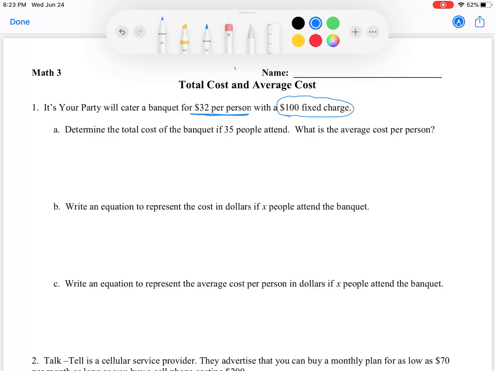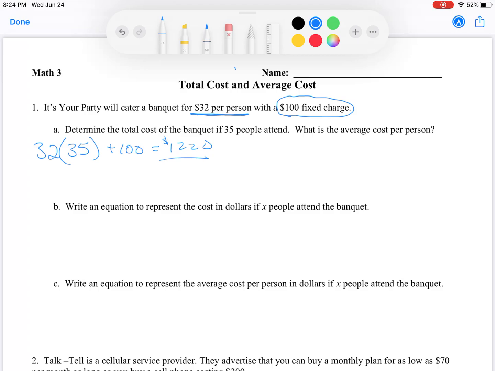Part A says, determine the total cost of the banquet if 35 people attend. How do we do this? If 35 people go to the banquet and it costs $32 per person, we're going to add $100 for the fixed cost. If we put that into a calculator, 32 times 35 plus 100 is 1,220. So this is how much it costs for the banquet.